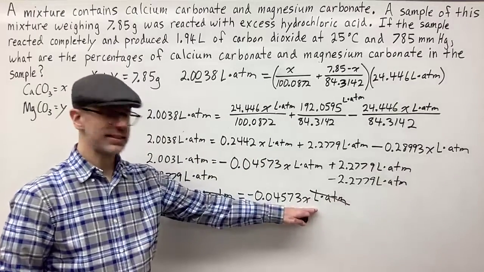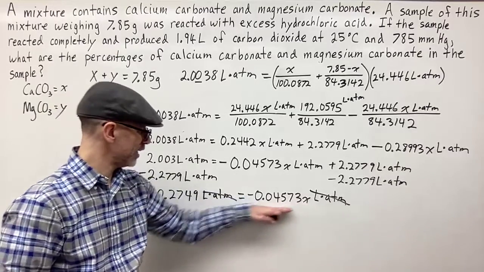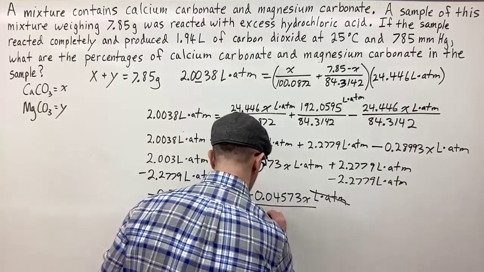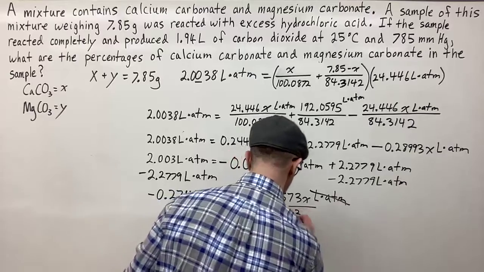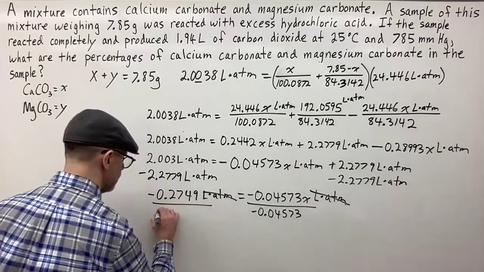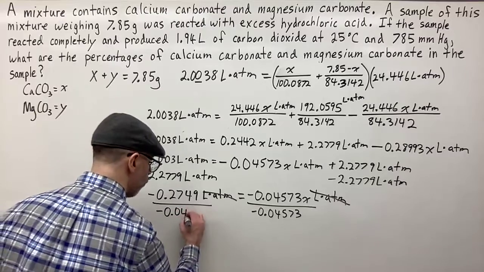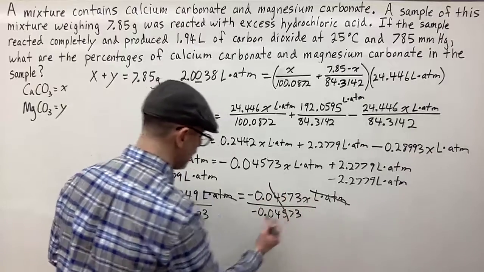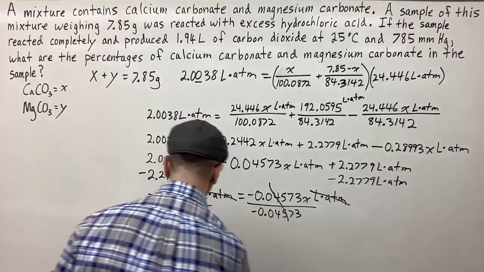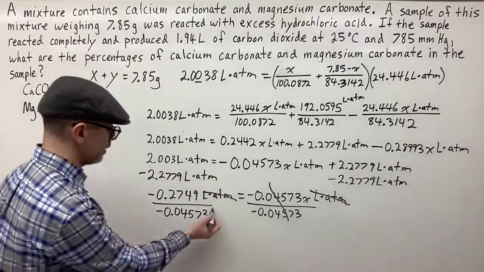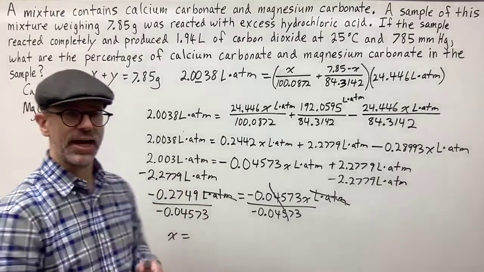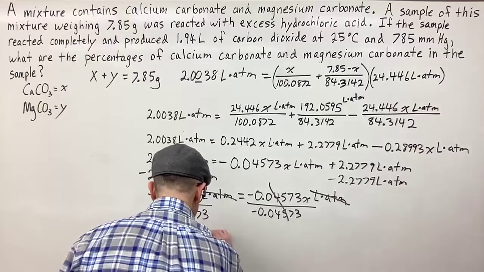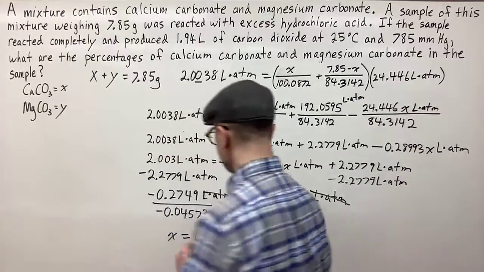So we want to now get x by itself, and so we just divide both sides by negative 0.04573. So we're going to divide here. So negative 0.04573. And then on this side, we're going to have negative 0.04573. This is going to cancel out, leaving us with x. So then x is going to end up equaling whatever this is, and then we calculate that, we get 6.011. And what does this x mean?